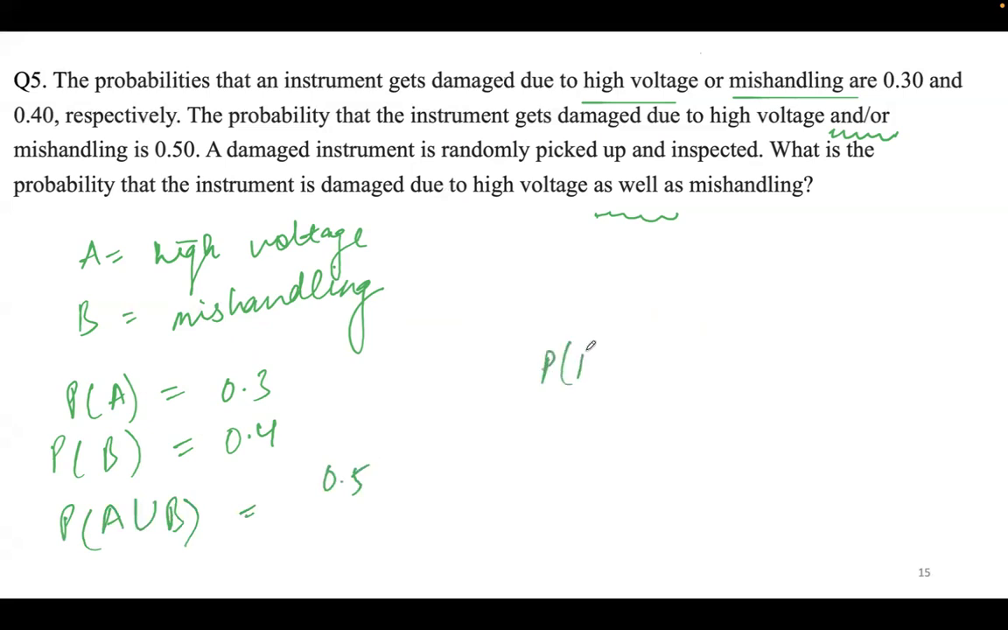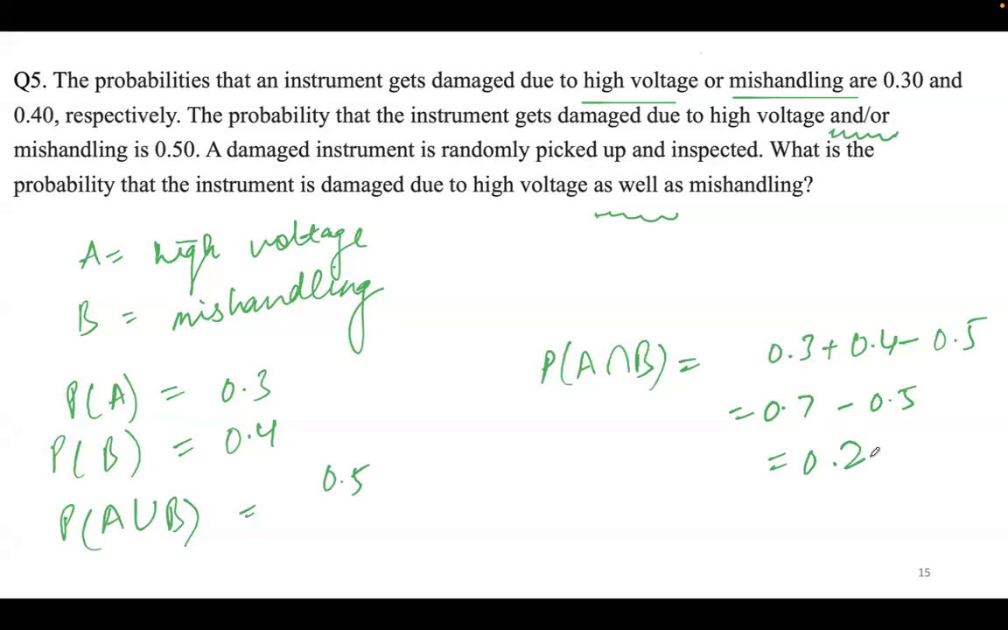And we know the formula. If we just rearrange it, we can find this if we calculate this thing. So it's 0.7 minus 0.5 and we get 0.2. Okay. That's it. Okay, great.